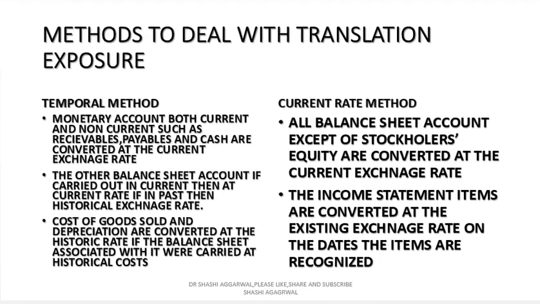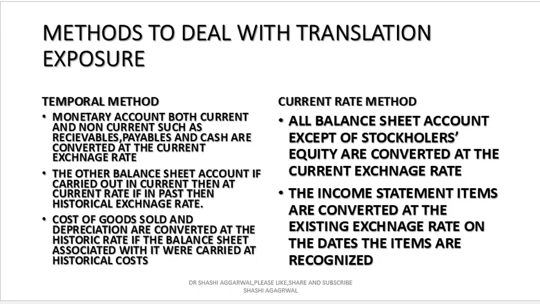The third method is the temporal method. Monetary accounts are similar to the monetary and non-monetary method. Monetary accounts, both current and non-current, such as receivables, payables and cash, are converted at the current exchange rate. For the other balance sheet accounts, if they are carried at current value, then the current rate is used. If they are carried at a past value, then whatever rate was prevailing in the past is used. Cost of goods sold and depreciation are converted at the historic rate if the associated balance sheet items are carried at historical cost, otherwise at the current rate.